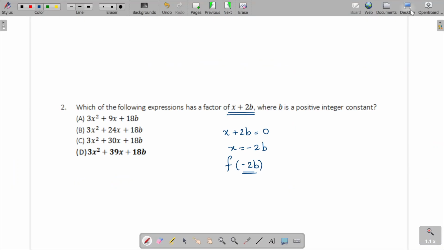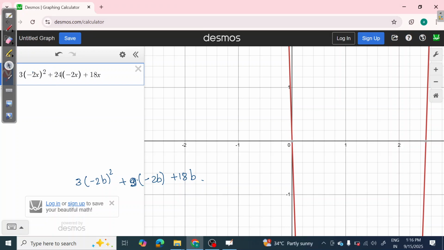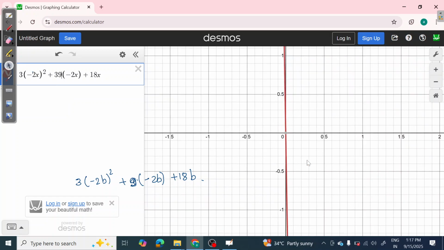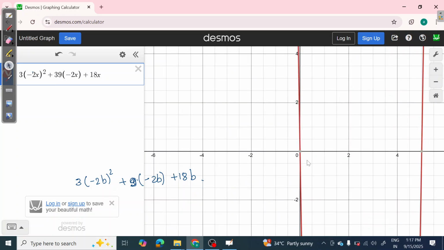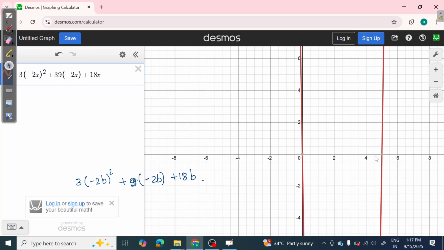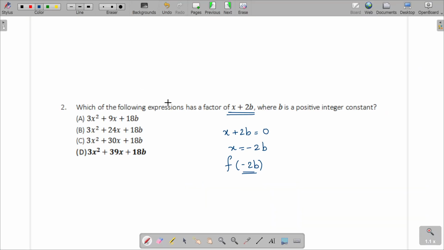Then it was 30 and 39. Okay, let's put 30 now. No, no integer, only 0. Now 39. Okay, so you're getting 0 as well as 5. 5 is an integer, that's why the last option is correct. Okay, last option is correct. That's how we have to do this question.